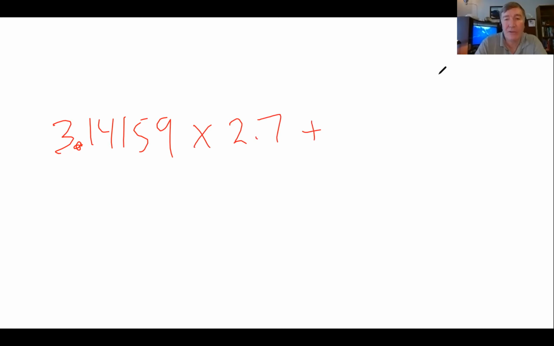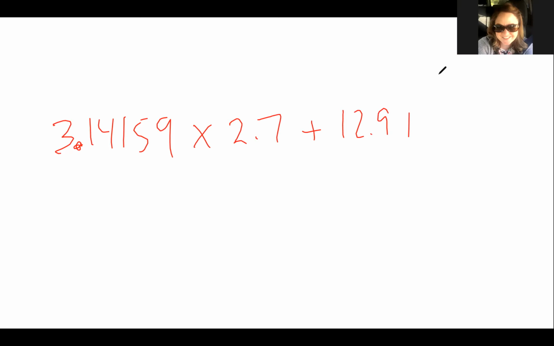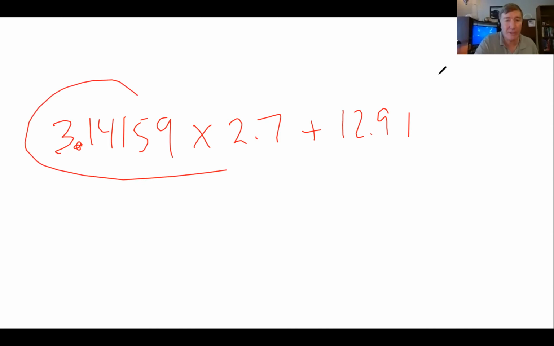Let's take 3.14159, which is a number you guys should all recognize, times 2.7 plus 12.91. Is that a reasonable example to work on? Okay, so I'm going to take those numbers. First I'm going to do the multiplication. Let's see what my calculator tells me.